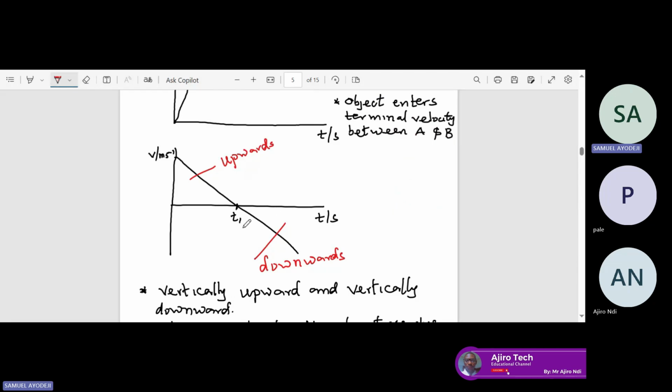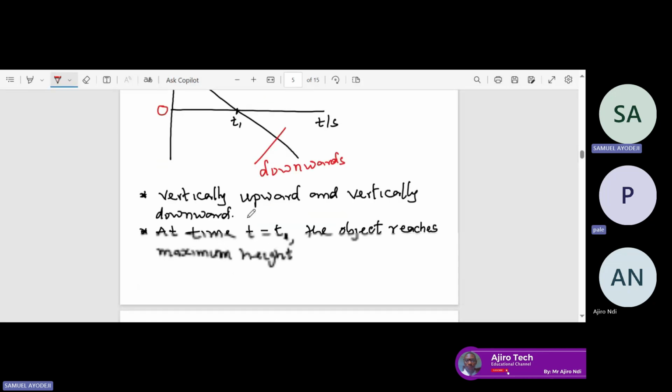So at this t here, that's the time when the object gets to maximum height. At that time, v is zero in this point, fine. So that's the time when the object gets to the maximum height. So if you read it with what I explained, vertically up and vertically down, fine. At time t equals t1, the object gets to maximum height.